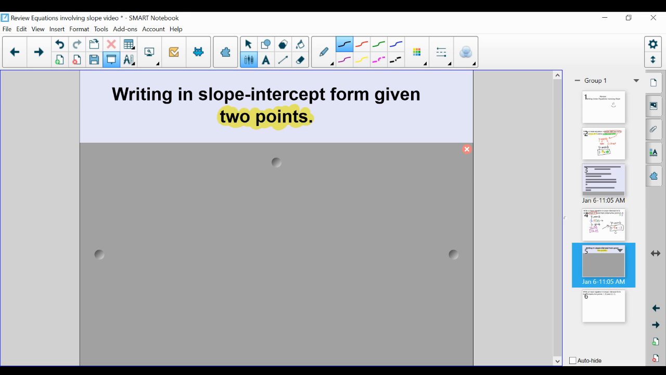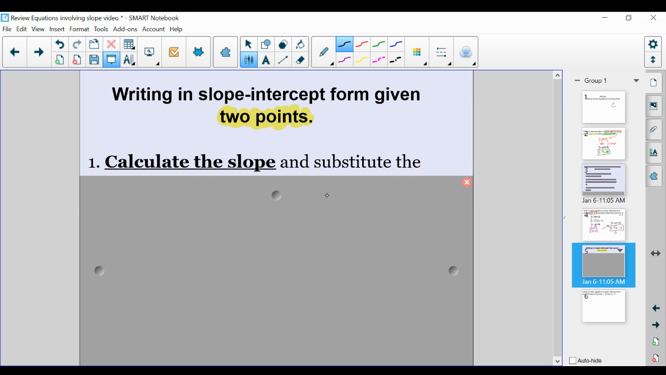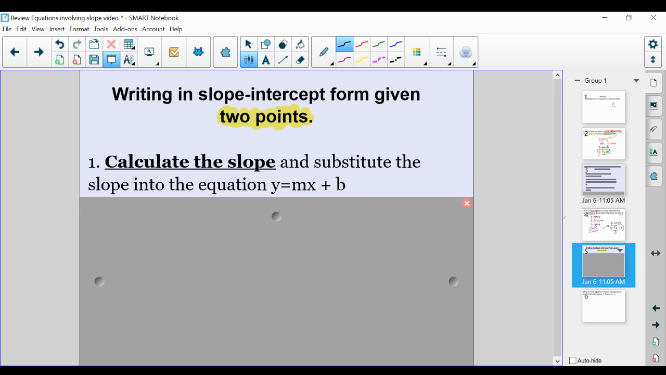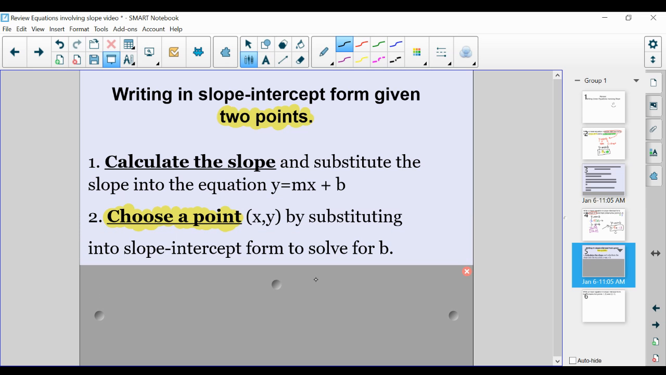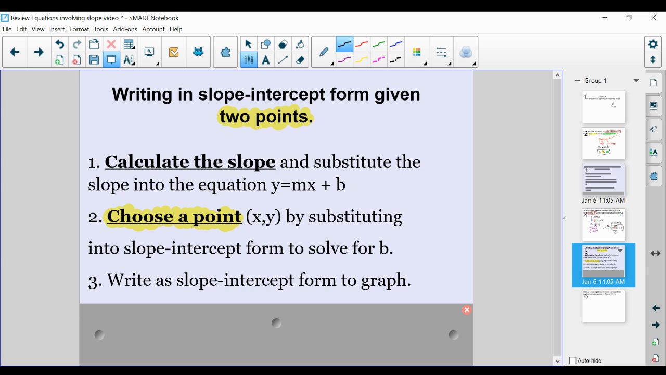when given the slope and a point. The first thing you have to do is calculate the slope and substitute the slope into the equation y equals mx plus b. In the previous example, we were given the slope. We had the value of our slope. But right now we're going to be having 2 points, and we know we can calculate the slope between 2 points. So we're going to first have to calculate the slope. Then we're going to choose a point, x comma y, by substituting into slope-intercept form to then solve for b. And then, just as before, we're going to write a slope-intercept form in order for us to graph.